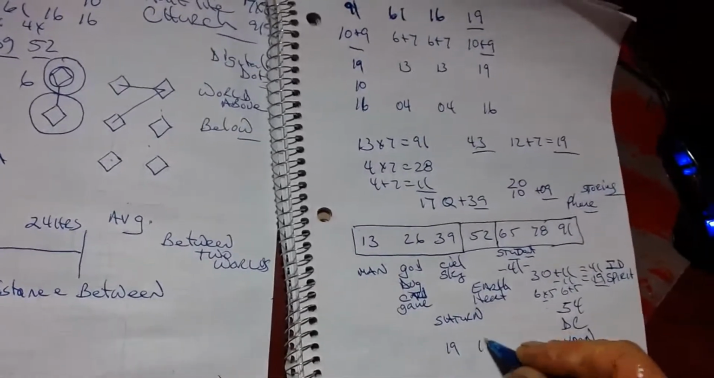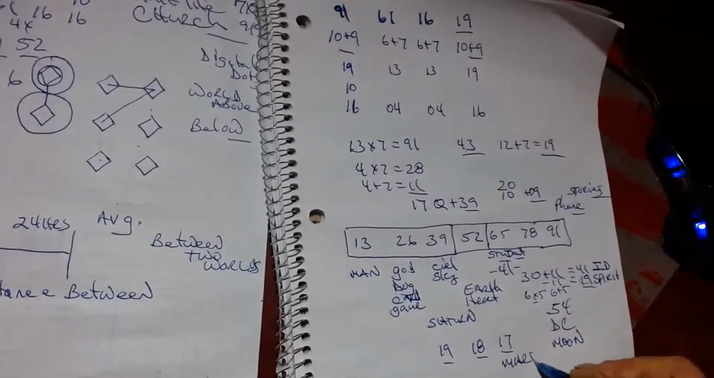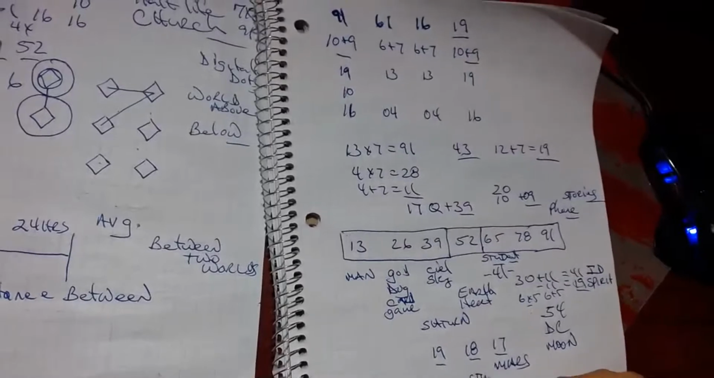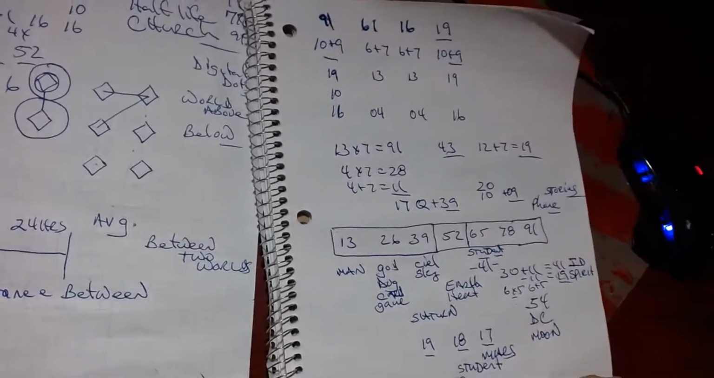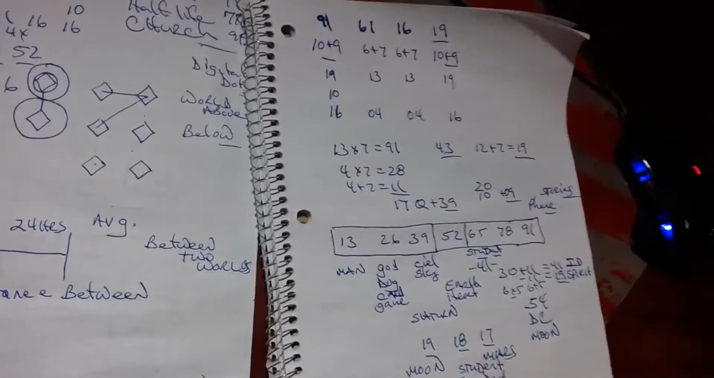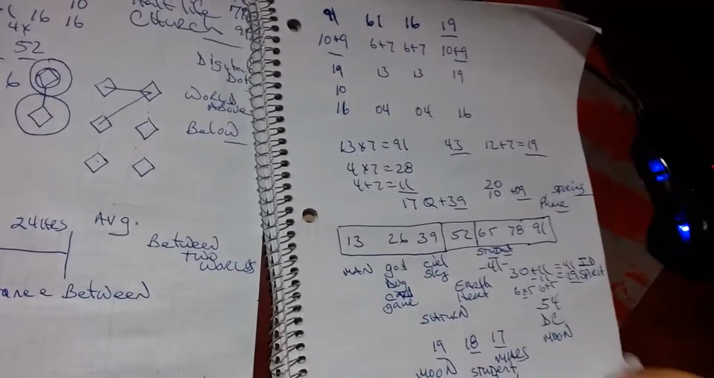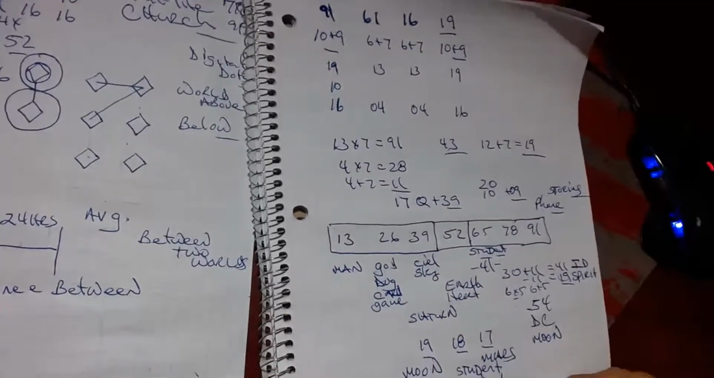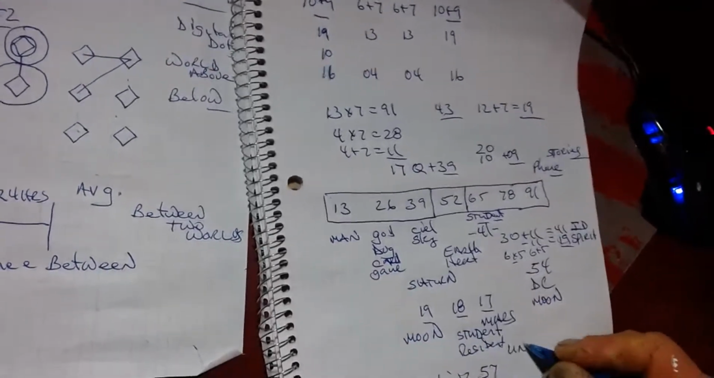And 19 always comes along with 18 and 17, where Mars, student resident, of the moon, Heinz 57, and Jack, Union Jack.